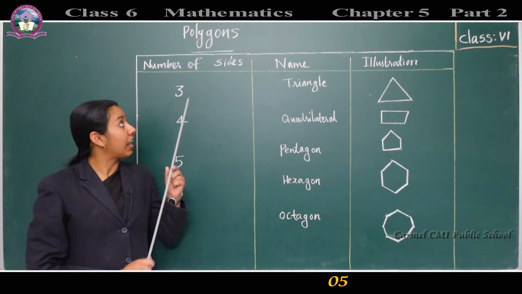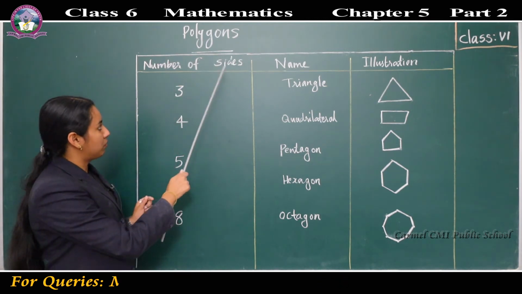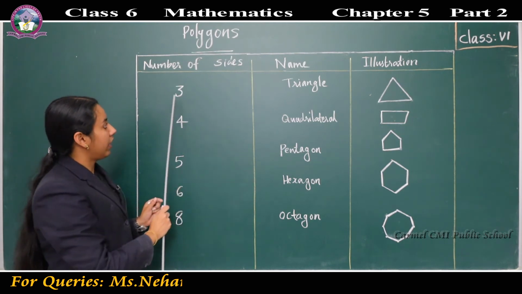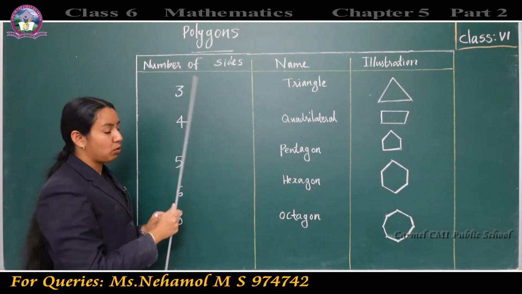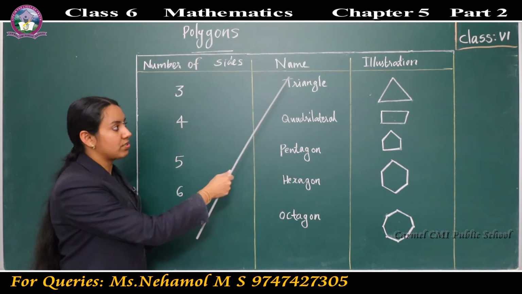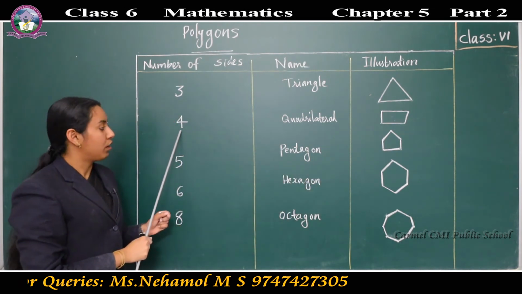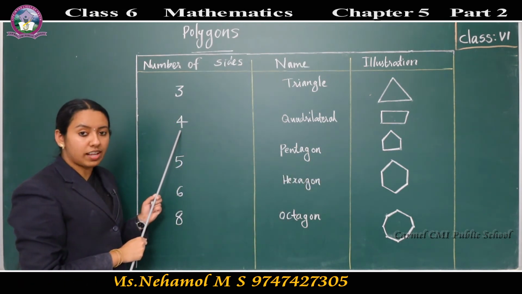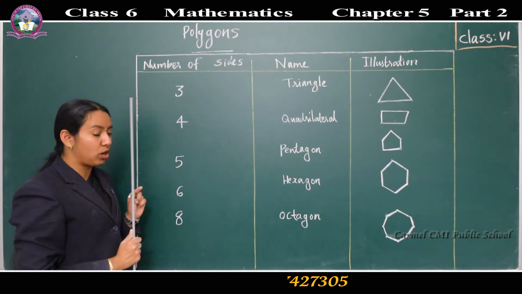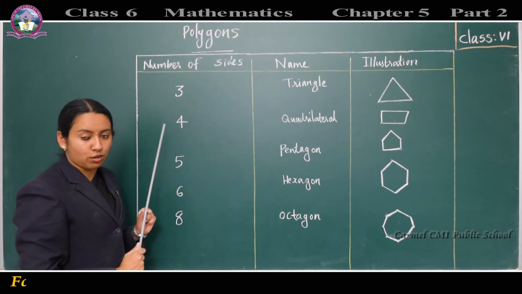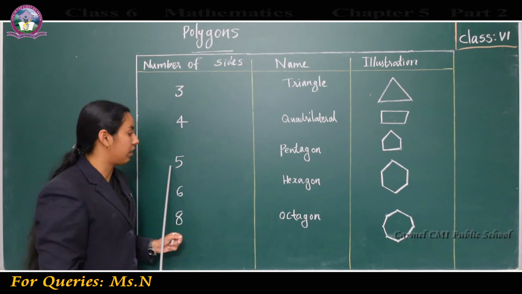Next topic, classification of polygons. First one, number of sides 3. A three-sided polygon is known as triangle. This is a triangle. Then a four-sided polygon is known as quadrilateral. We already studied this. A polygon having four sides is known as quadrilateral. This is a quadrilateral.